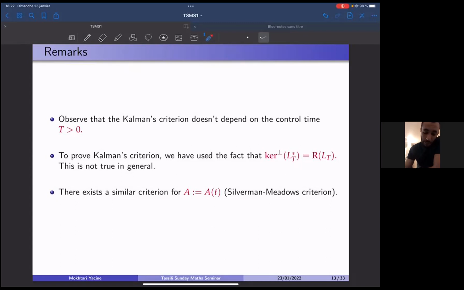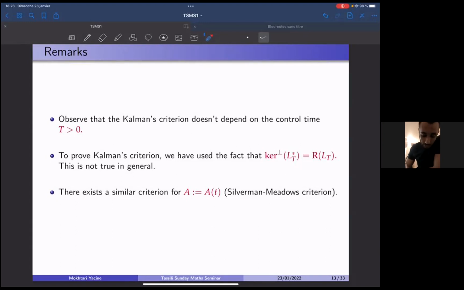The second remark is that, as we have seen, I used the fact that LT is onto if and only if its adjoint is injective. And this is not true in general. For instance, in infinite dimensional spaces, it is not true. We will see the difference between finite and infinite dimensional systems.